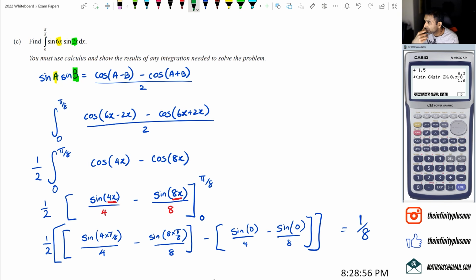Okay, so what are we going to get? Correct solution with correct integration is merit. So 1 over 8 is merit. Correct integration, limits not needed, is going to get you an achieved.